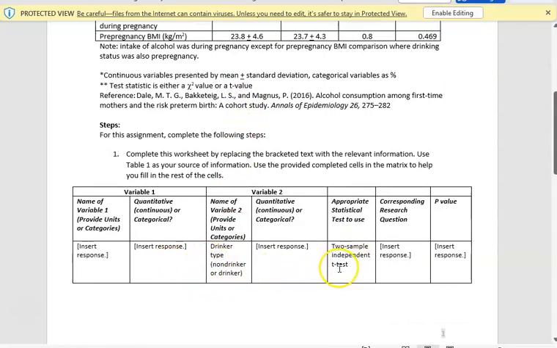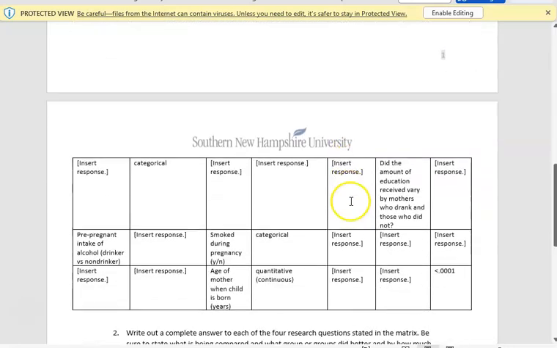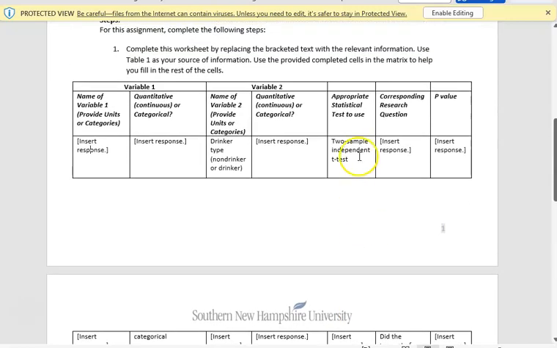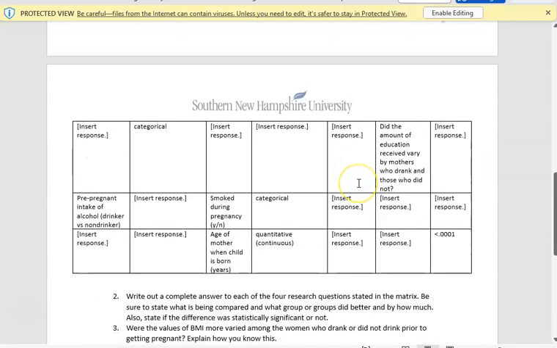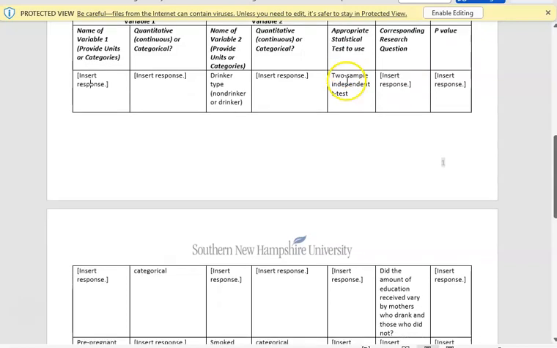And we see a t-test is required. A t-test is required for continuous variables. Otherwise, if we have two categorical variables we're comparing, then it would be the chi-square test, which is not listed that I see, but chi-square or t-test, those are the two choices for the statistical test.